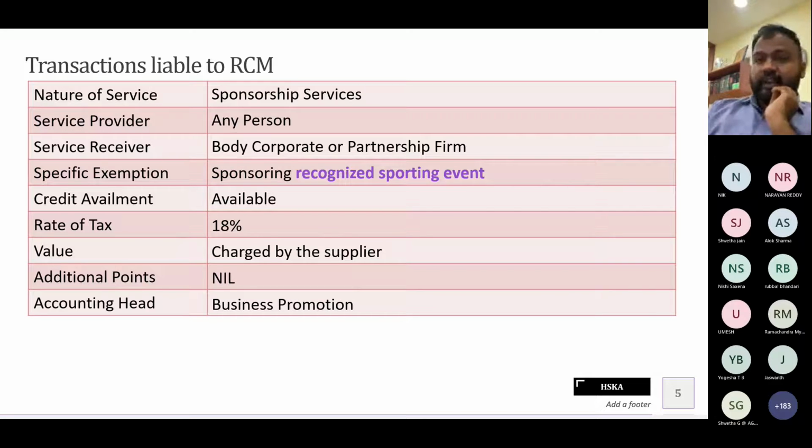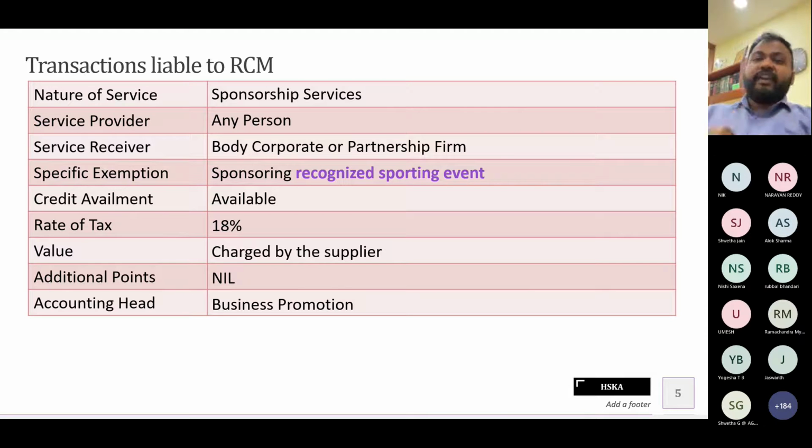Okay. Now, when BCCI says you are required to pay me 100 crores for sponsoring the IPL, the expense will be booked in the books of Paytm as sponsorship services. Okay. Now, because Paytm is a body corporate, that means it is a company or it is a partnership firm, they are required to discharge the tax under reverse charge mechanism. So the liability will now shift from BCCI, who is the supplier, to Paytm, who is the recipient.